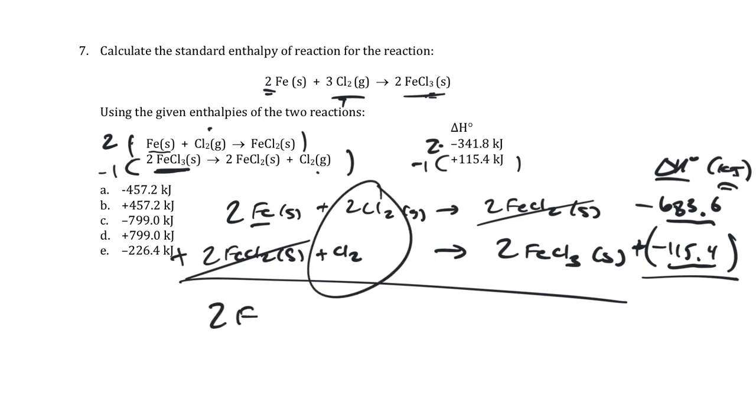So I get 2 Fe solid plus 3 Cl2 gas goes to 2 FeCl3 solid. And my delta H should be minus 683 plus minus 115.4. That looks like minus 799. Okay, so Hess's law, it's just a puzzle. So just try to start the puzzle with one of the things that's in one of the reactions, get it balanced onto the right side in the right quantity, and then kind of go from there and balance the other substances.